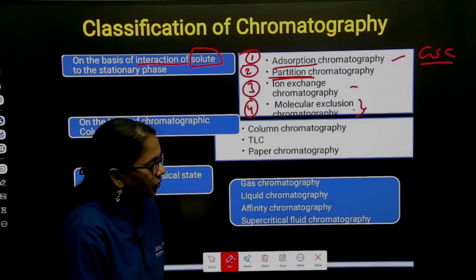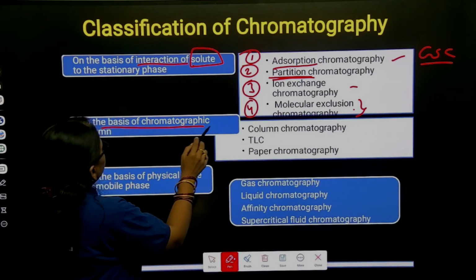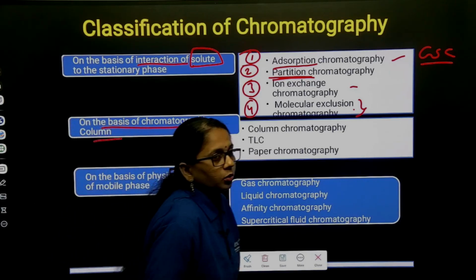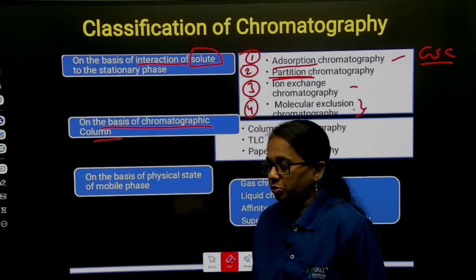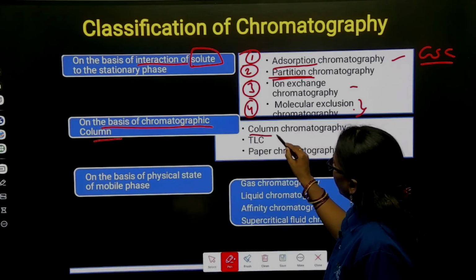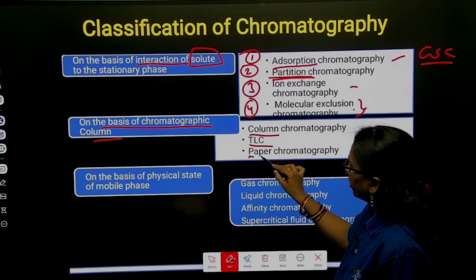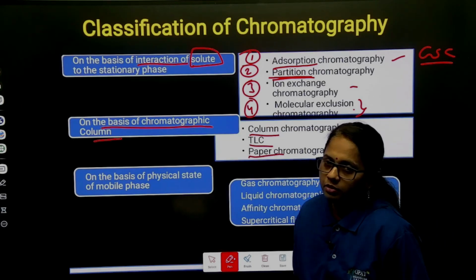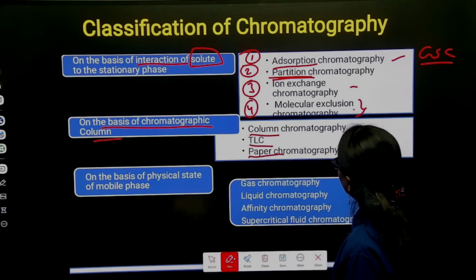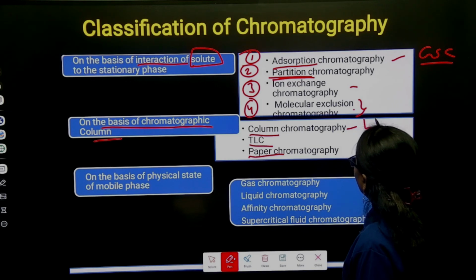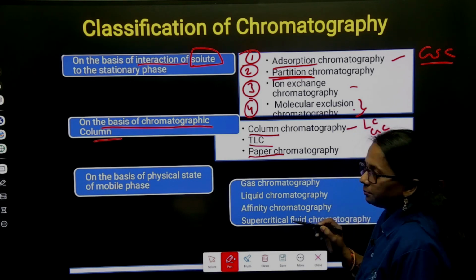And the second classification, if you see, is on the basis of the chromatographic column, what type of column we are going to use. So we have column chromatography, thin layer chromatography and paper chromatography. Column chromatography means you are going to see all the liquid chromatography, GC chromatography, everything.